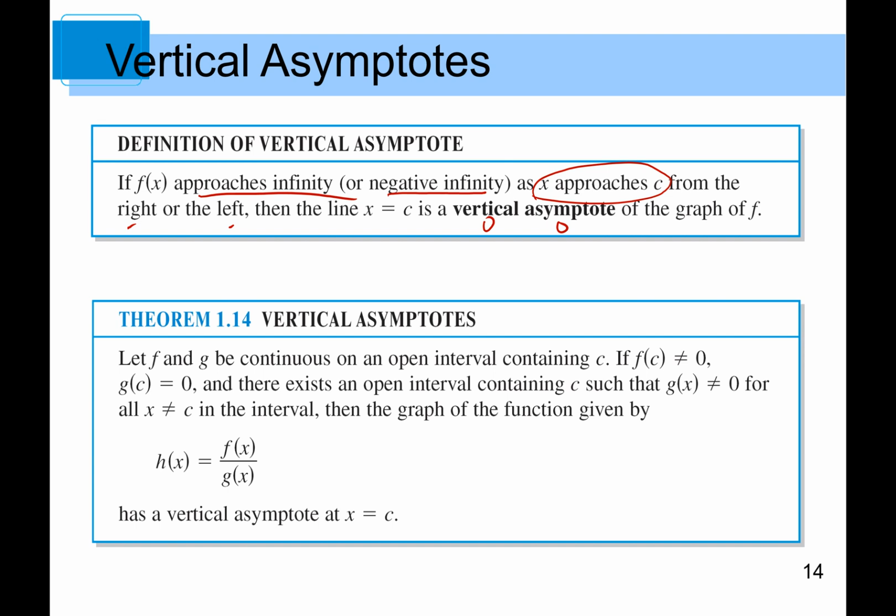Vertical asymptotes: let f and g be continuous on an open interval containing c. If f of c is not equal to 0, g of c is equal to 0, and there exists an open interval containing c such that g of x is not equal to 0 for all x not equal to c in the interval, then the graph of the function given by h of x equals f of x over g of x has a vertical asymptote at x equals c, right?